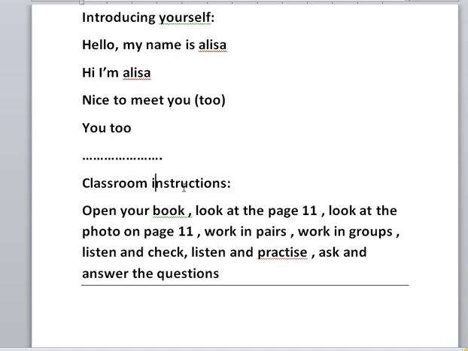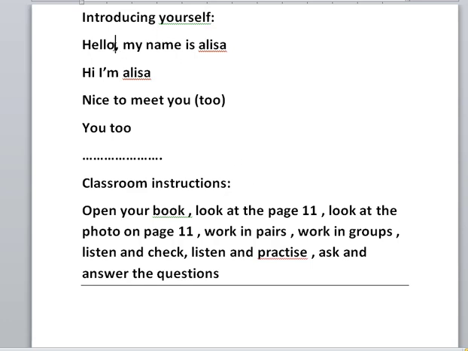And now we talk about classroom instructions. Open your book and also look at page 11. Look at the photo on page 11. Work in pairs, it means 2 by 2. Work in groups, listen and check, listen and practice, ask and answer the questions. It's all about classroom instructions, okay.